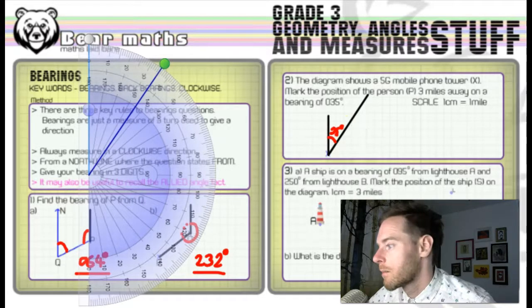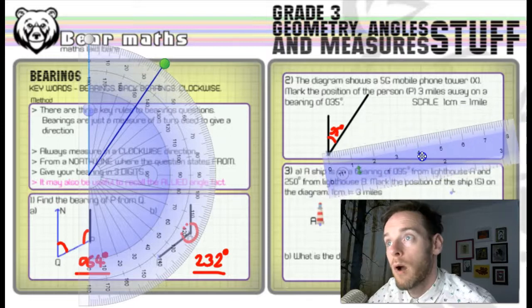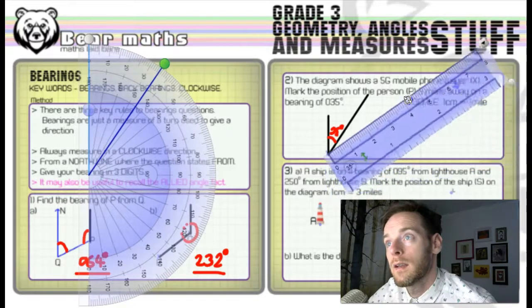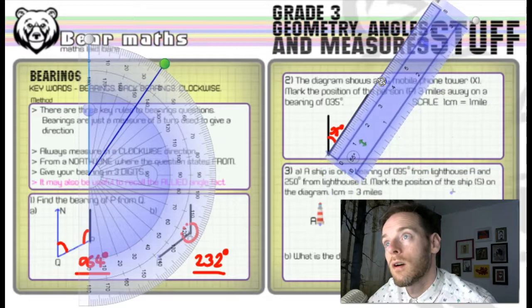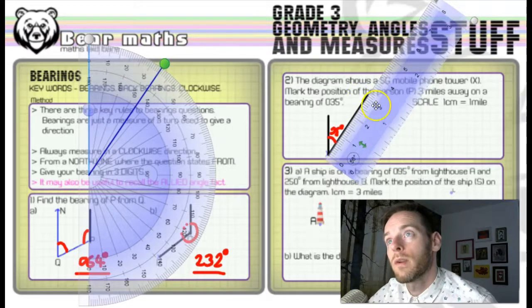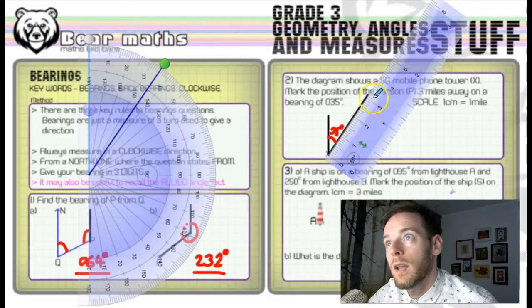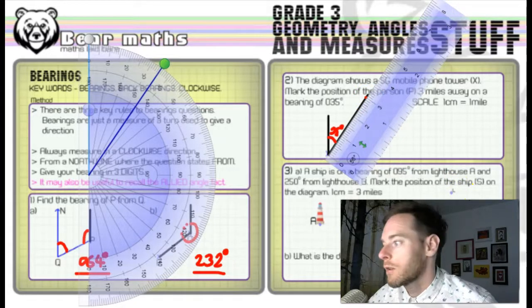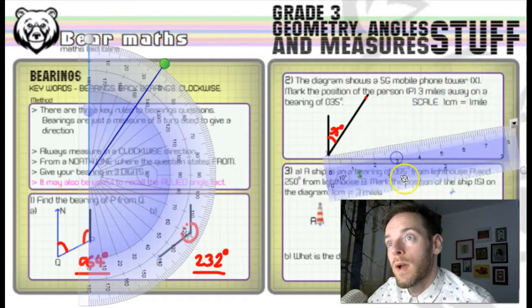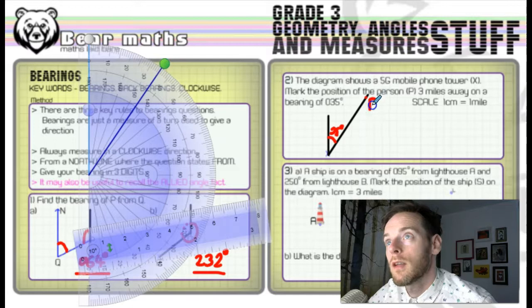Now, what I need to do is measure 3 centimeters away, because 1 centimeter is equal to 1 mile. So I'm going to put that on there and twist it, and measure my 3 centimeters. It's almost right at the top of the line, isn't it? There's my 3 centimeters. So this is where person P is. I'm going to mark that with a little dot, move the ruler out of the way, get my pen back and put point P. That's where the person is.